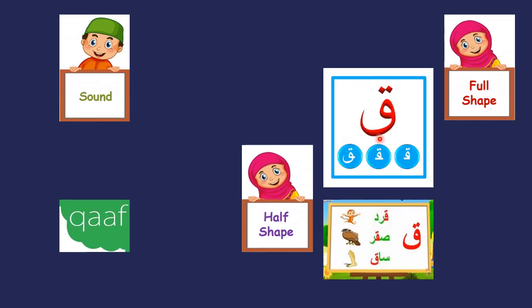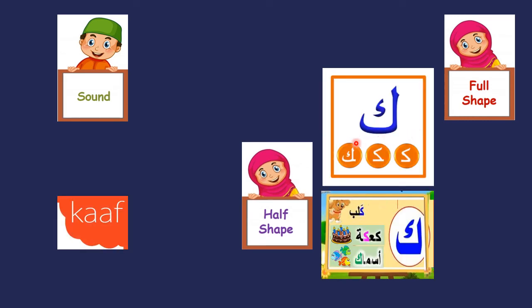This is the full shape of qaf. It has 2 dots on it, and it has 3 proper shapes, when it comes at the start, in the middle, and at the end. When it comes in the words, its starting shape is like this, then the middle shape and the end shape. And its sound is qaf.